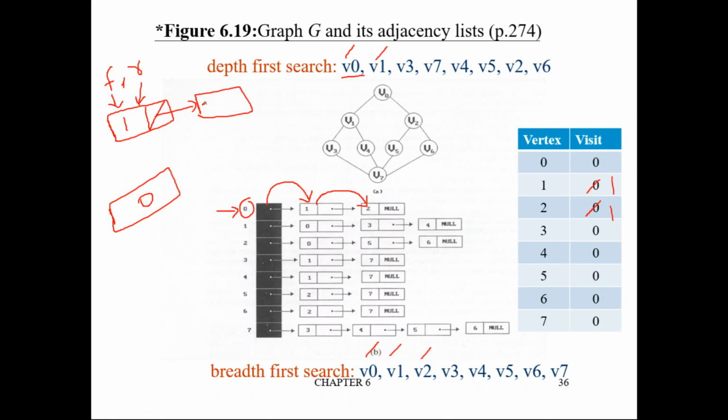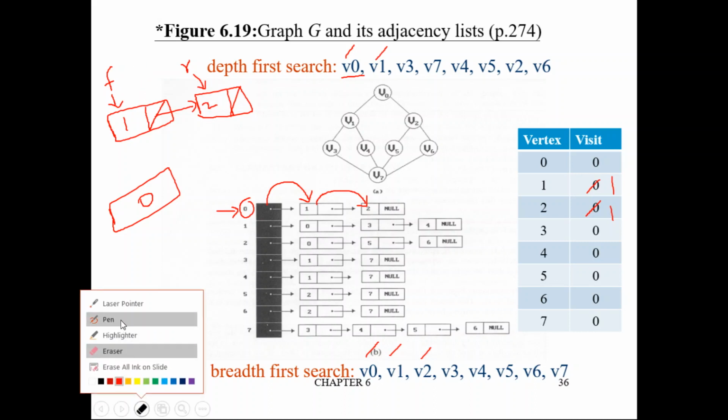So 2 will come here, and 2's pointer is pointing to null. Now rear is pointing to 2. Front is pointing to 1. So this is the situation now.